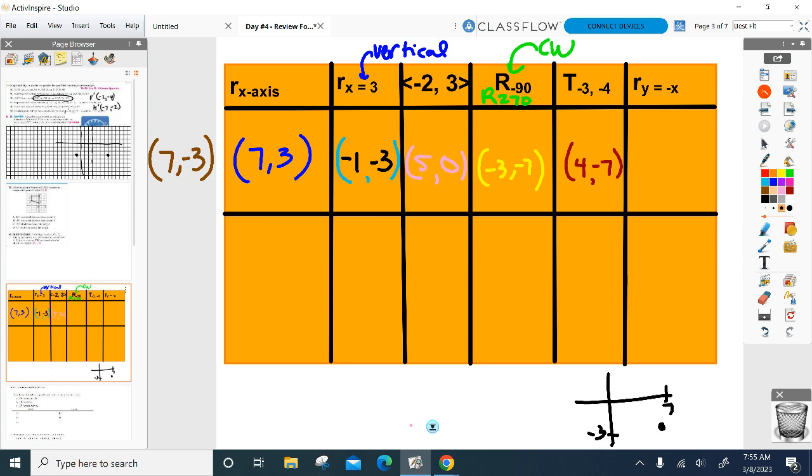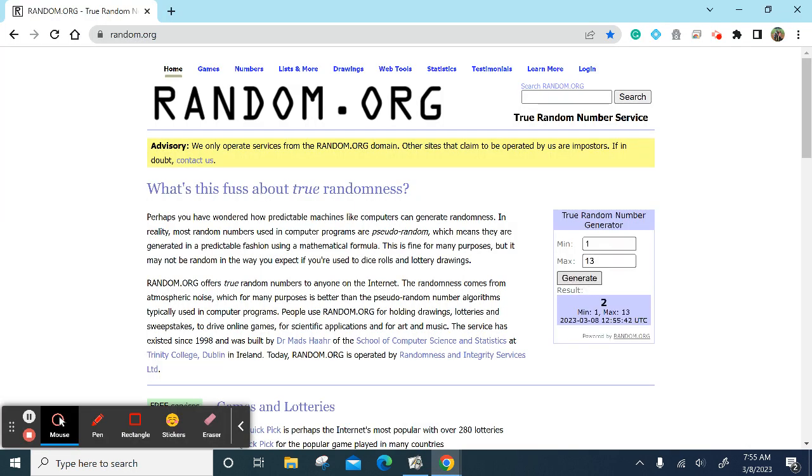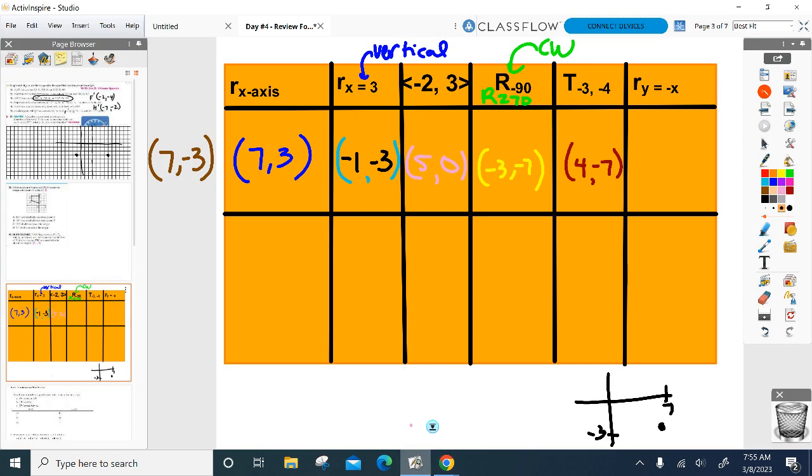What are we looking to do here? What am I asking you to do? Nate, what's this saying here? Lowercase r. Reflection. Over what line? What's the subscript here? Y equals 8x.